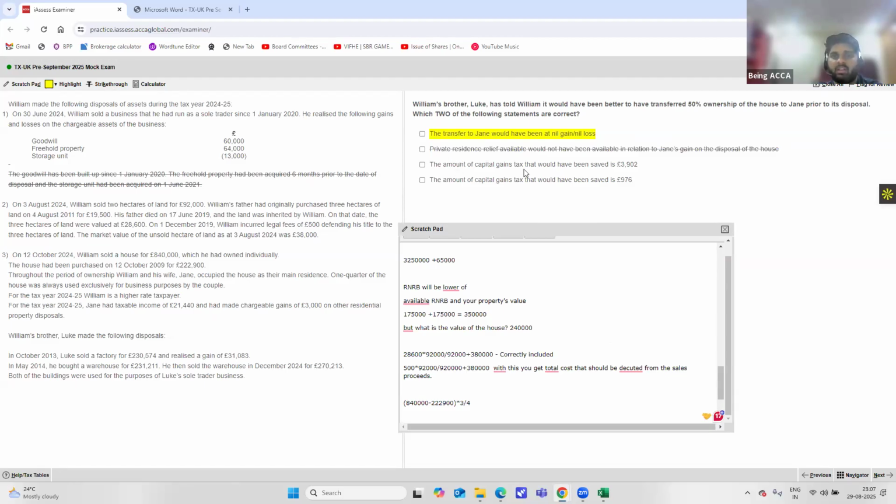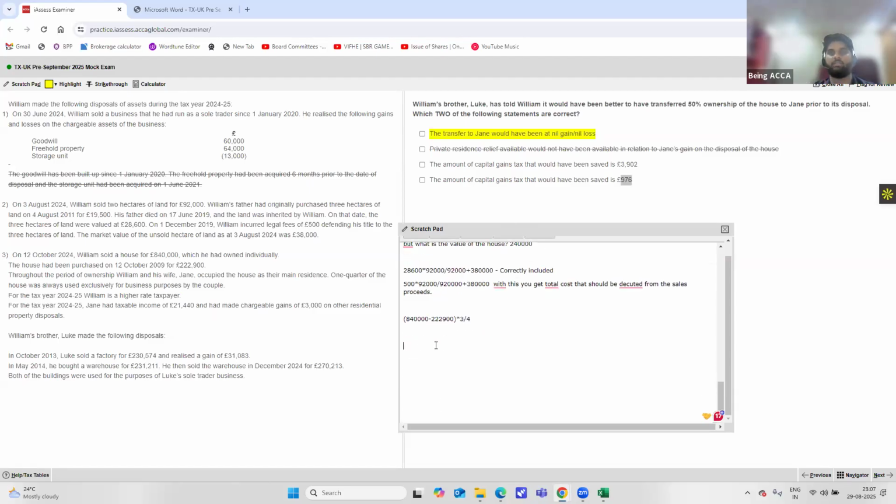Next, the amount of capital gains tax that would have been saved is 3902, or the amount of capital gains tax that would have been saved is 976. Now, how much is the gain that we've calculated earlier, guys? Can anyone tell me the answer to that gain that we've calculated? Anyone can help me with the capital gain that would have been taxed normally. How much would be the chargeable gain that arises from the property?